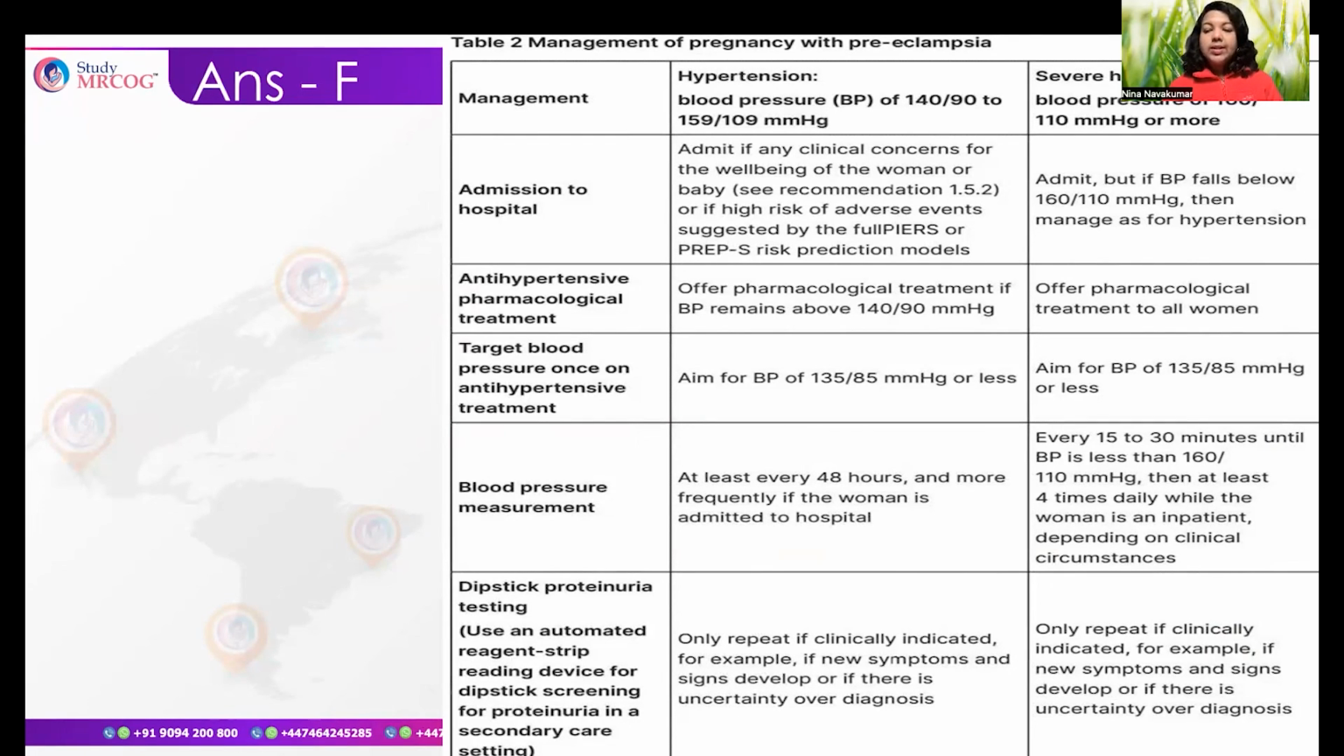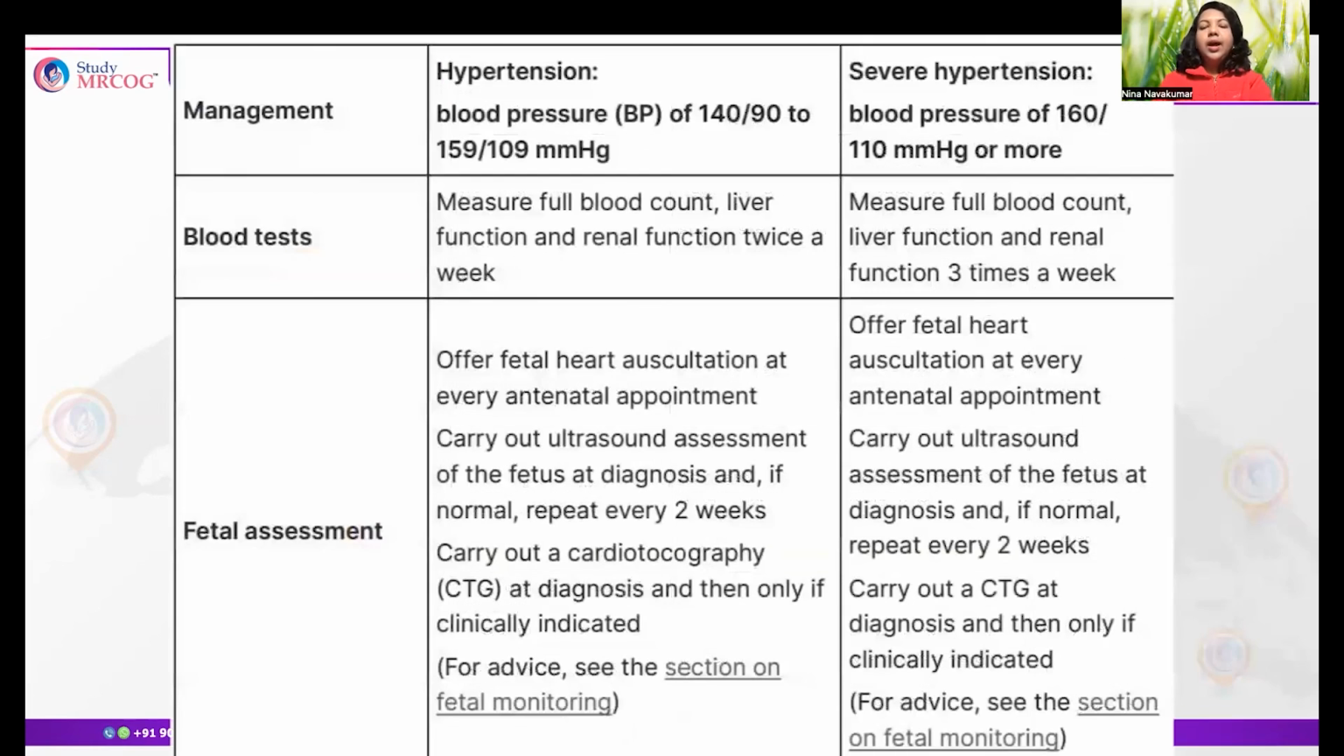What about dipstick proteinuria testing? We do it at the time of diagnosis and repeat only if clinically indicated, unlike in gestational hypertension, where it is recommended to do daily proteinuria testing to see whether she is progressing to preeclampsia with severe features. And the blood tests, CBC, RFT, LFT, to be done at least 3 times a week. Fetal assessment: fetal heart auscultation at every antenatal appointment, ultrasound at the time of diagnosis and minimum every 2 weeks if it is normal, or earlier as indicated. CTG at the time of diagnosis and to be repeated if clinically indicated or any worsening of symptoms.